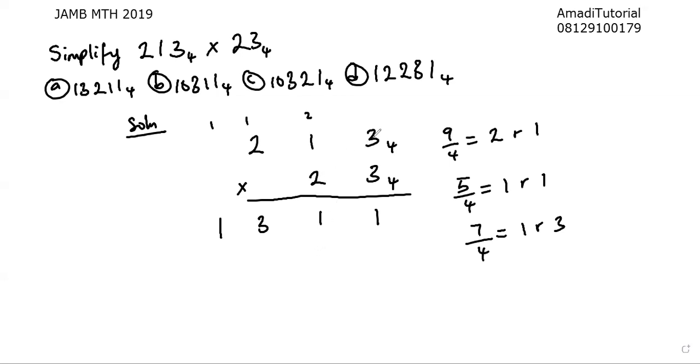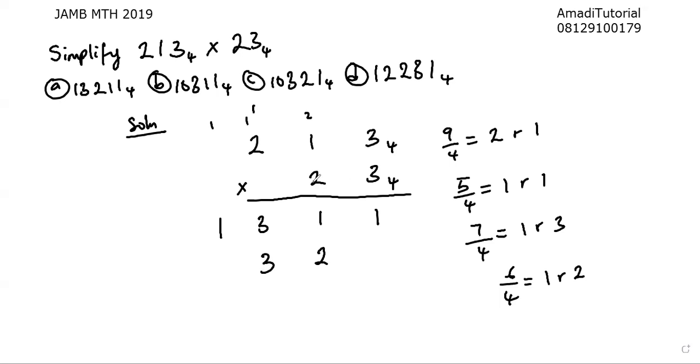2 times 3, 6. We cannot write 6 here. 6 is more than the base. So we do 6 over 4. 6 over 4 is what? 1 remainder 2. So we're going to write the remainder, which is 2, and carry 1. And then we do 2 times 1 is 2, plus the 1 we carried, 3. So we write 3 here.